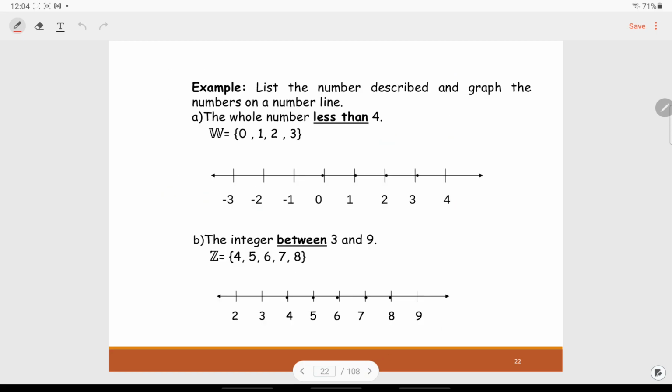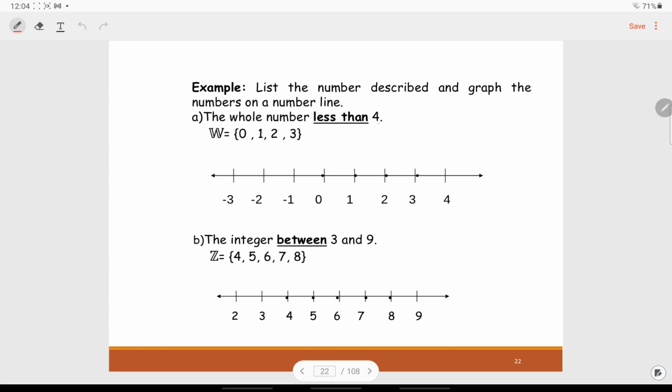Now for an example: list the numbers described and graph the numbers on the number line. That is the question. We start with question number 1: the whole numbers less than 4. Before you proceed with the number line, first list down the entries or the elements of the set.